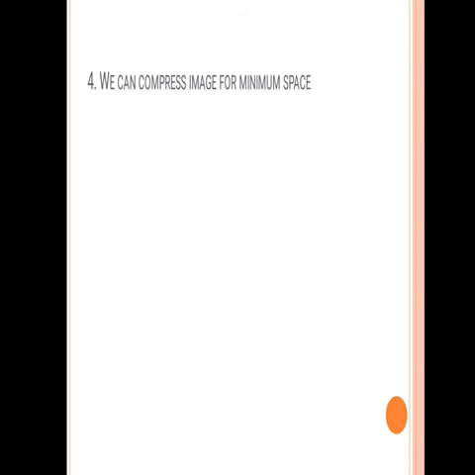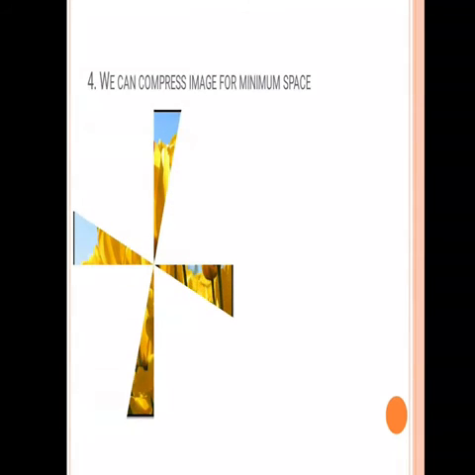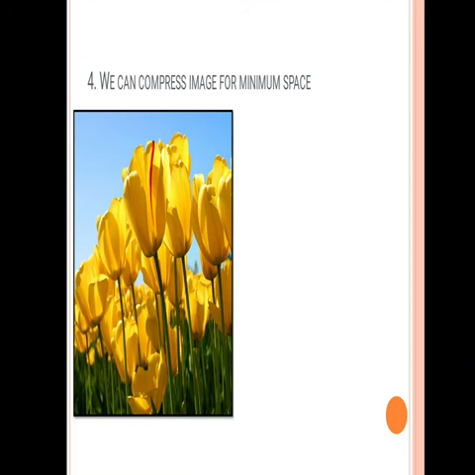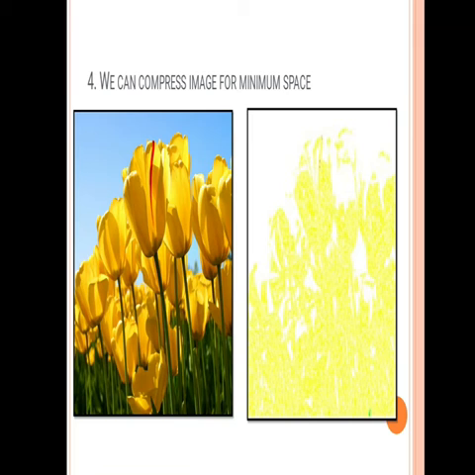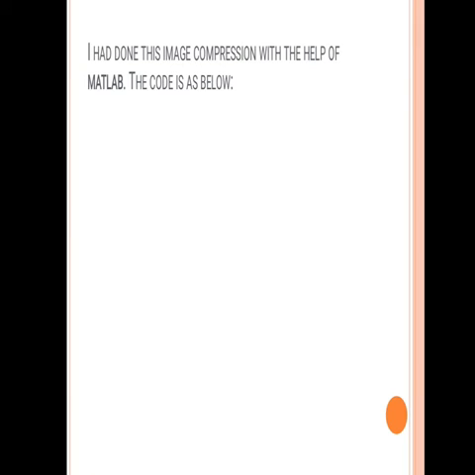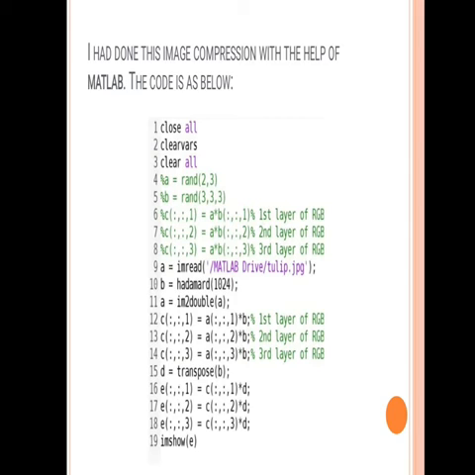Image compression is also done by Hadamard transformation. I use the left hand side image and compress it with Hadamard matrix, and the resultant right hand side image is the compressed image. I used this MATLAB code for the above process.